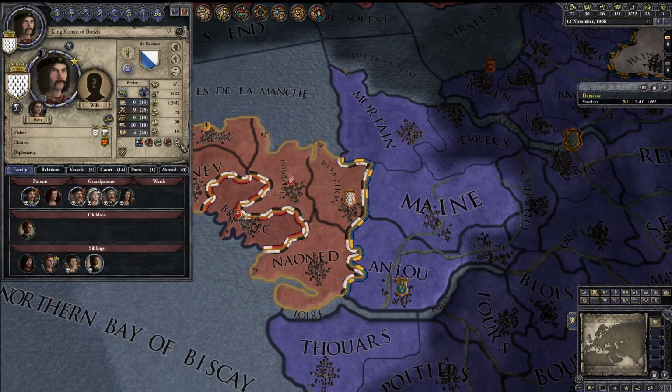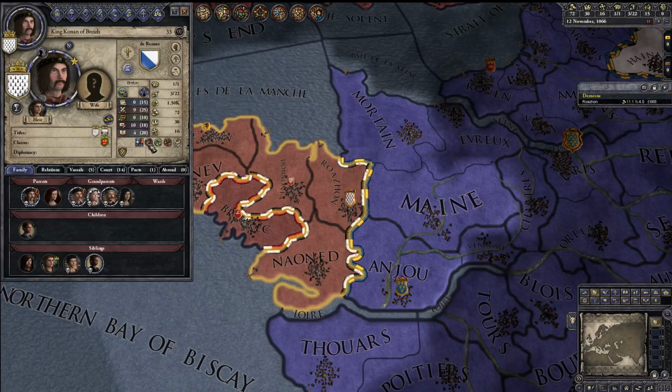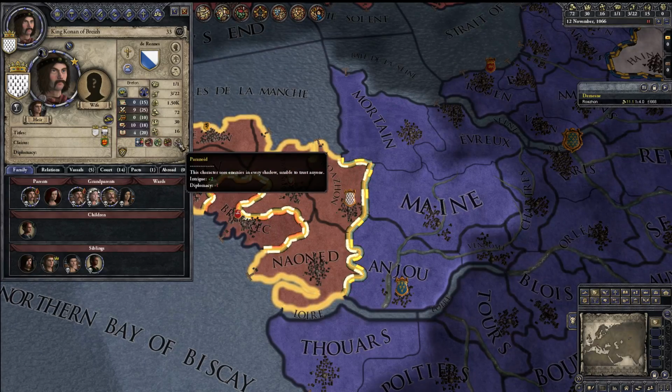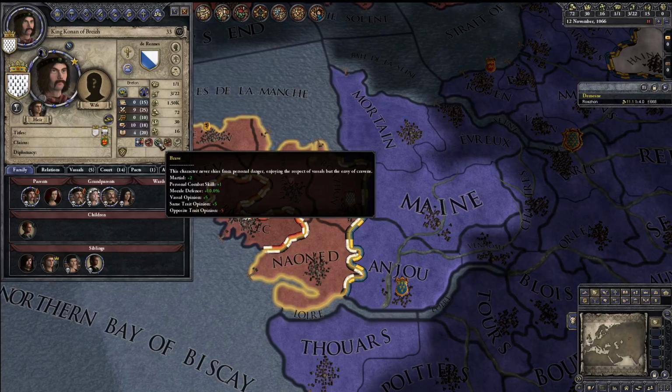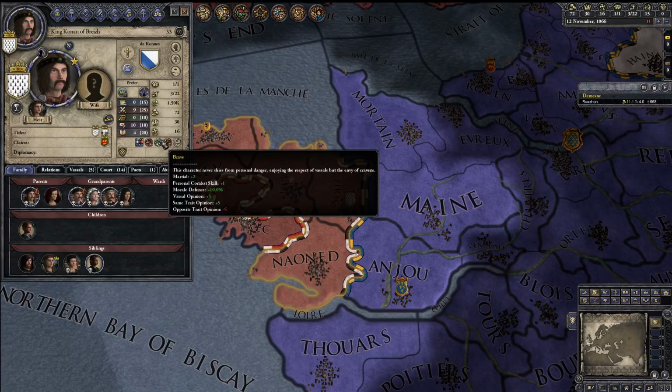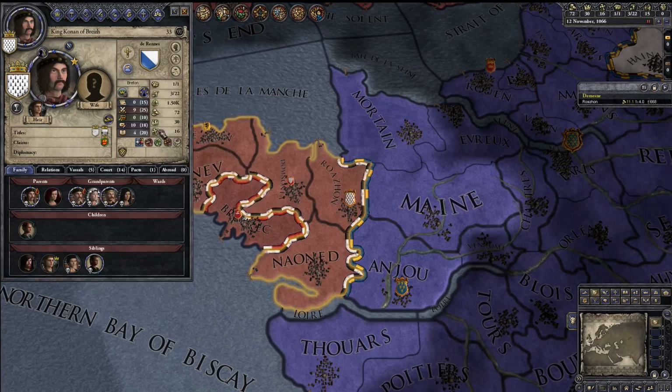So that's those, and your traits affect things. The different traits do different things. You hover over each one to see what it does. Like brave is a very nice trait. The only people that don't like brave are the cowards, the craven people.